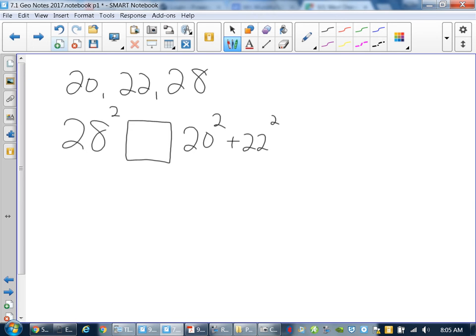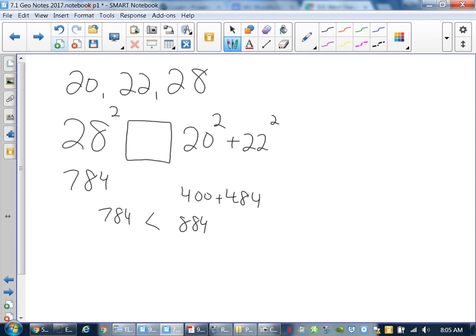So 28 squared is 784. 20 squared is 400. 22 squared is 484. So 784 is smaller than 884. So is it acute, obtuse, or right? It's acute. That's what we do.